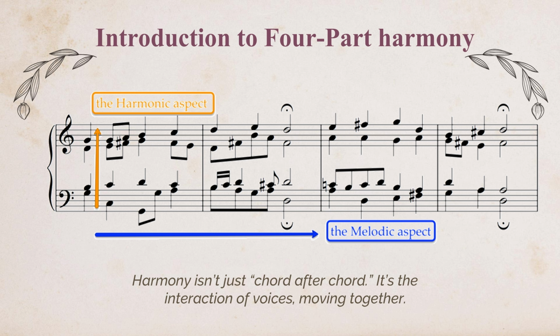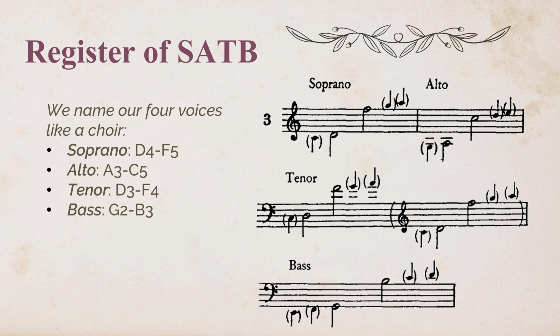Of course, we haven't studied musical motives yet, so we're not quite ready to use them to drive voice movement. But for now, paying attention to voice leading is key. We name these 4 voices after human vocal ranges: soprano, alto, tenor, and bass. Their ranges are shown in the diagram here. The half notes represent typical ranges, and the quarter notes show the extremes.